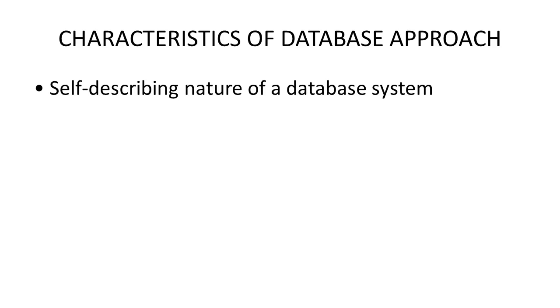Metadata means a description of the data which is present inside the database. Self-describing database system means each database system describes itself, where the description is stored in the form of metadata. The database system also stores metadata along with the data. That is the self-describing nature of a database system.